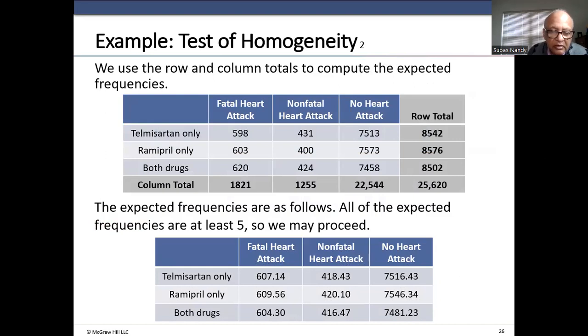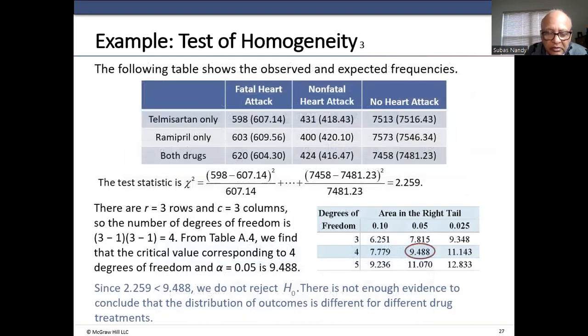So hit enter. Observed is matrix A, expected is matrix B. Calculate the test statistic. Enter. Chi-square is 2.259 and the p-value is 0.688, which is greater than 0.05. Decision, do not reject H0. Okay, and we can conclude at alpha equal to 0.05, there is not enough evidence to support the alternate hypothesis. Yes.